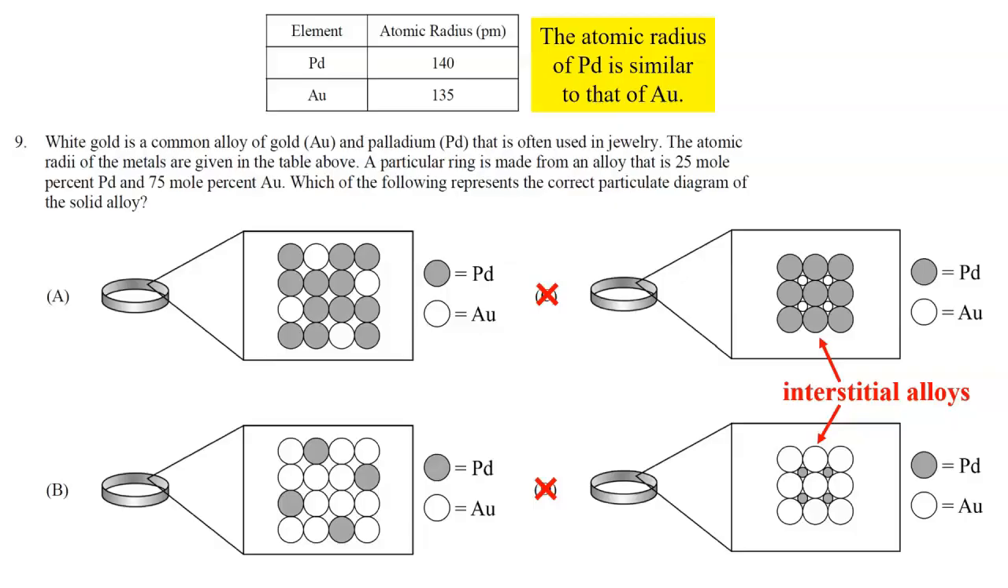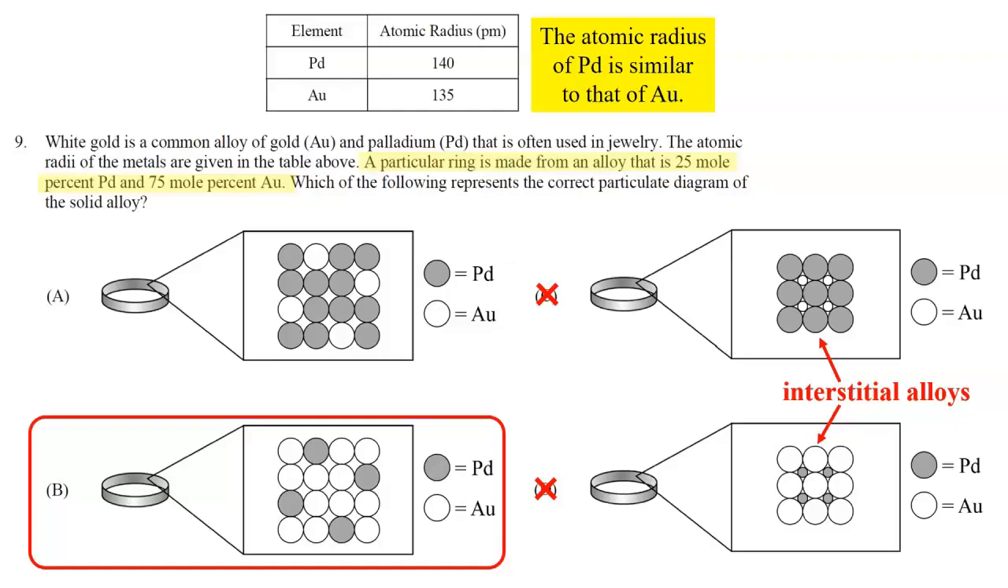Now, it did say that a particular ring is made from an alloy that is 25 mole percent palladium and 75 mole percent gold. Since gold is present in a larger amount and it's represented as white circles in this diagram, then the correct answer to question 9 should have more white circles than gray circles. And then again, 25 and 75, that would be a roughly 3-to-1 ratio between the gold and the palladium. So based on that information, the correct answer to question 9 is choice B, which shows a larger number of atoms of gold compared to atoms of palladium in that particle diagram.